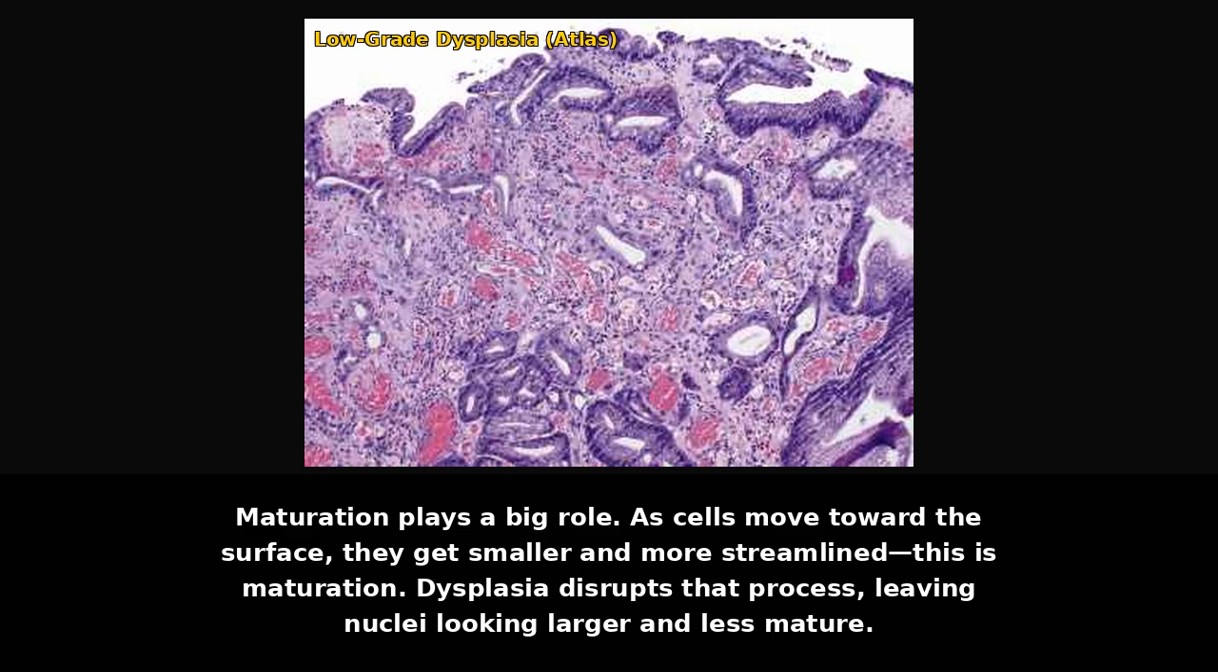As cells move toward the surface, they get smaller and more streamlined. This is maturation. Dysplasia disrupts that process, leaving nuclei looking larger and less mature.